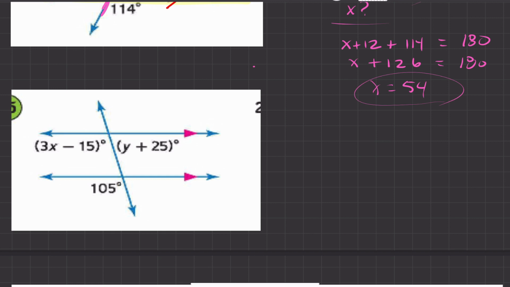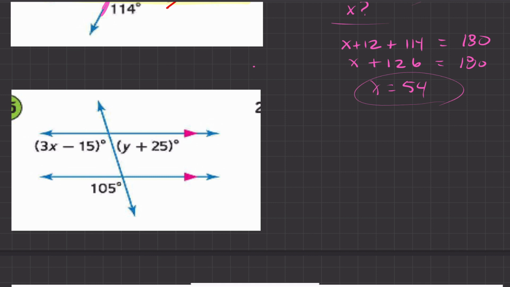Well, let's see. Y plus 25 and 105, they are alternate, but this angle is on the inside, in the interior, and this one is on the outside, that's exterior. So you can't set them equal to each other. So now you have to form a play. Okay, so this is where you're going to have to form a play.